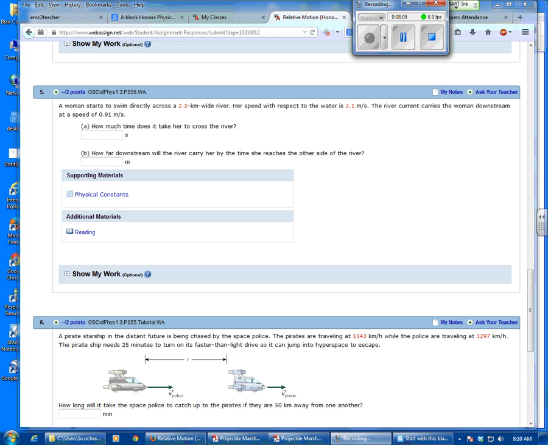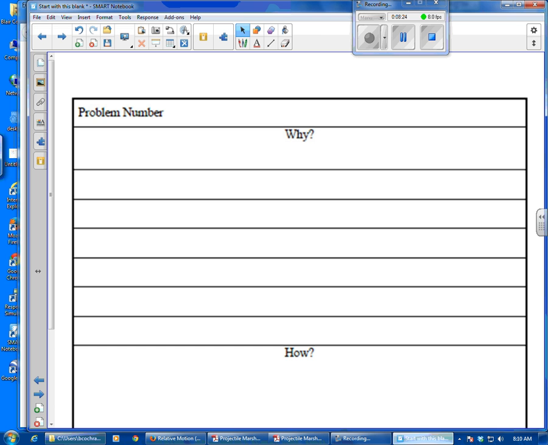And then it gives you the current downstream. How far downstream will the river carry her by the time she reaches the other side of the river? So in this one, a diagram is helpful, but I also think you need some words.